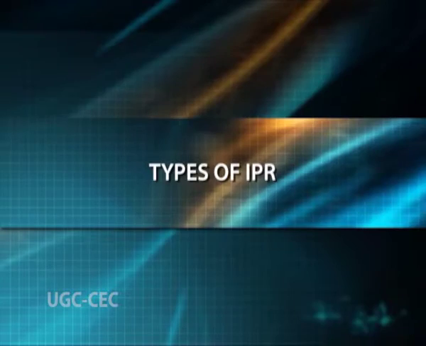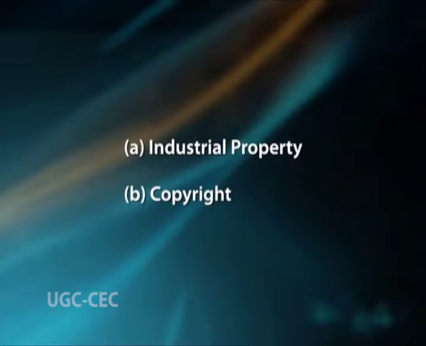Types of IPR. IP has been generally divided into two main categories, namely industrial property and copyright. Industrial property consists of rights relating to inventions, trademarks, industrial designs and appellation of origin. Copyright protects rights related to creations of the human mind in the fields of literature, music, art and audiovisual works.